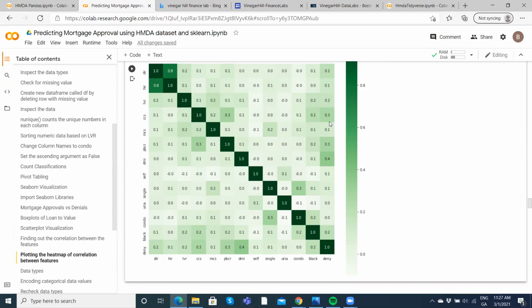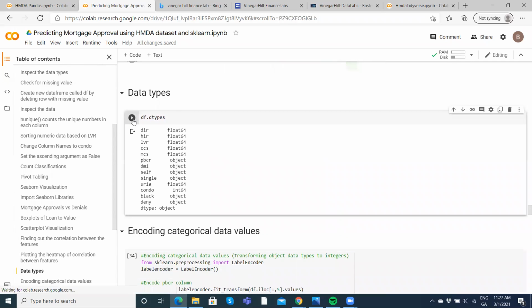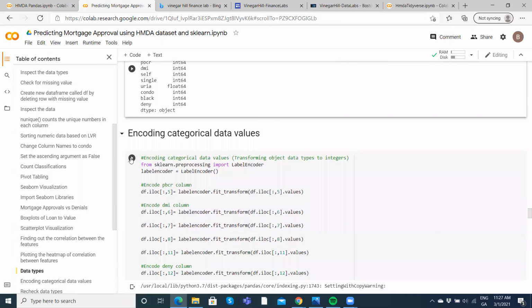But credit score, public bad credit record, and denied mortgage insurance: these are variables that seem to be the strongest. Okay, so that's just some preliminary analysis, and maybe we find that in our analysis.